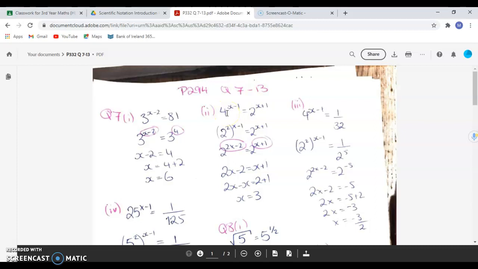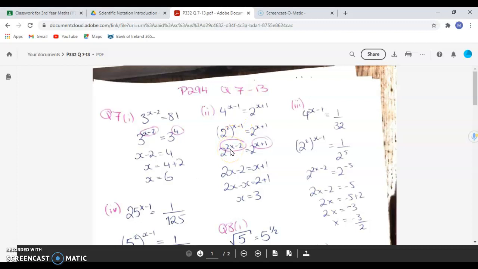4 to the x minus 1 is equal to 4 to the x plus 1. So rewrite using 2 as a base. So you can see the right hand side stays the same, but I'm going to have to work with the left hand side. So 4 can be rewritten as 2 squared, all to the x minus 1. Do you see the brackets there? Brackets mean multiply, so you have 2x minus 2, multiplying those, so that gets you this.